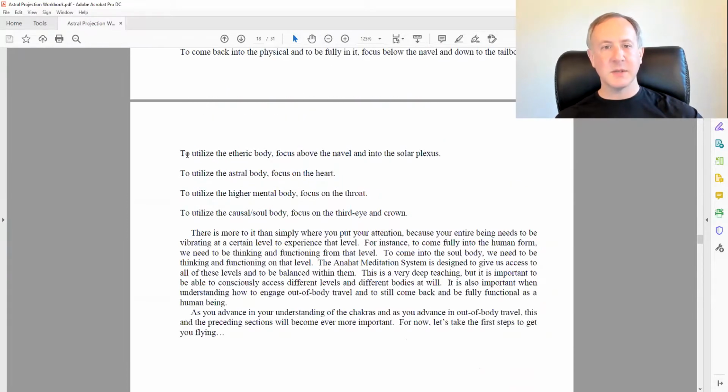Here it says, to utilize the etheric body, focus above the navel and into the solar plexus. To utilize the astral body, focus in the heart. And to utilize the higher mental body, focus in the throat. But don't even worry about that. Like I said, I don't really acknowledge that as a major level now. But to utilize the causal or soul body, focus on the third eye and crown, which essentially, if you want to be getting out of body, focus on the third eye and crown, because then you are focusing on the highest. Only the self is an end in itself.